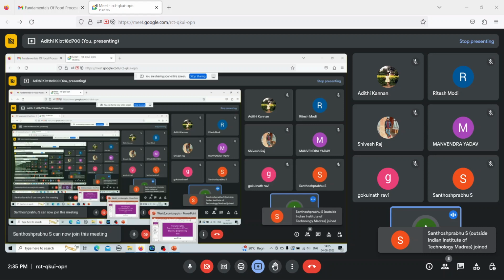Okay. So question 1. Which of the following viscometers is based on the principle of Stokes' law? A. Cup and bob viscometer. B. Falling sphere viscometer. C. Cone and plate viscometer. And D. Rotational viscometer.